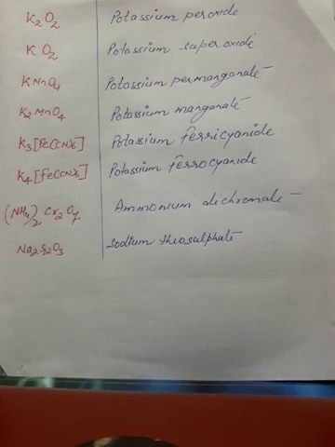So these are certain examples. So if you can learn this table of electronegative radicals and electropositive radicals with symbol, formula and valency, then you will find it very easy to write different formulas.